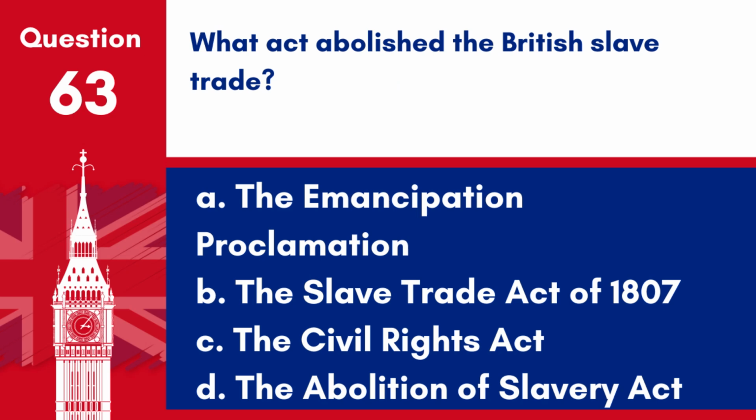Question 63. What Act abolished the British slave trade? A. The Emancipation Proclamation. B. The Slave Trade Act of 1807. C. The Civil Rights Act. D. The Abolition of Slavery Act. Answer B. The Slave Trade Act of 1807. This act abolished the slave trade within the British Empire.